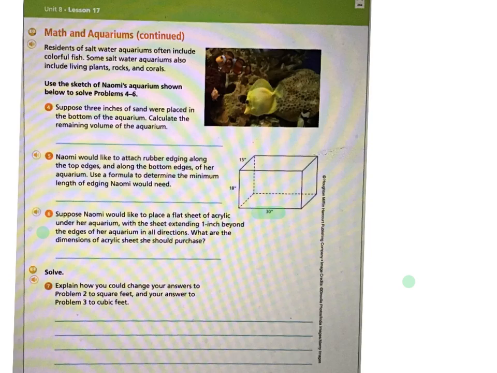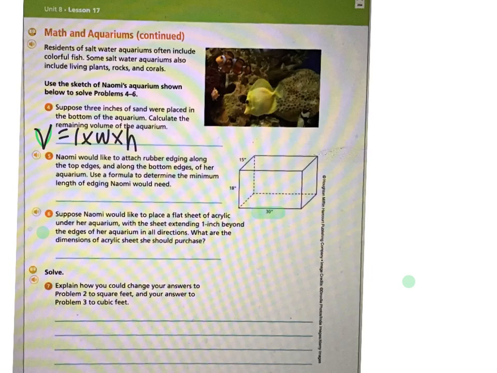The first one says, number 4, suppose 3 inches of sand were placed in the bottom of the aquarium. Calculate the remaining volume of the aquarium. So we know right away, volume equals length times width times height, right?